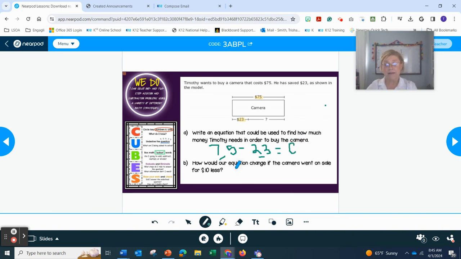So the second part is, how would our equation change if the camera went on sale for $10 less? All right, so now, holla, our camera is on sale. So we get to save $10, but we still need to create an equation for that. What does that look like?